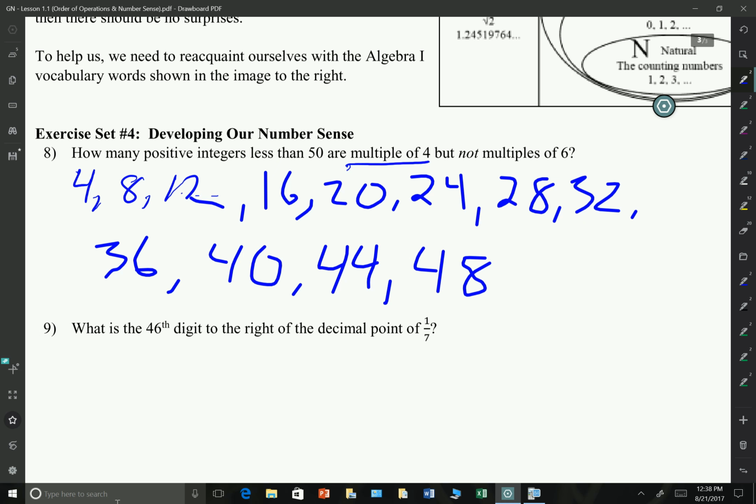So what do I do? Go through and cross out all the ones that are multiples of 6. Hey, 12 is a multiple of 6. 24 is a multiple of 6. 36 is a multiple of 6. And 48 is a multiple of 6. How many do I have left? 8 is the answer.